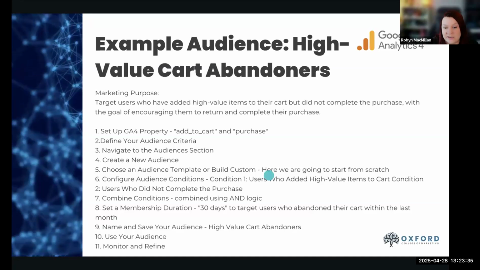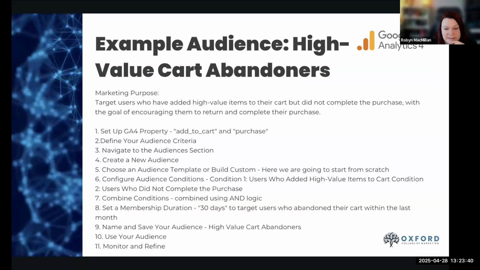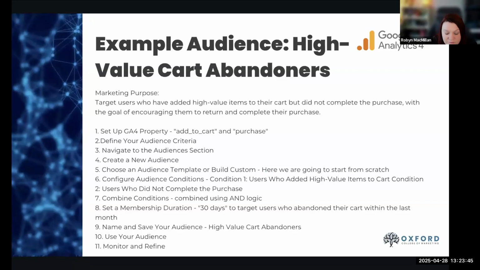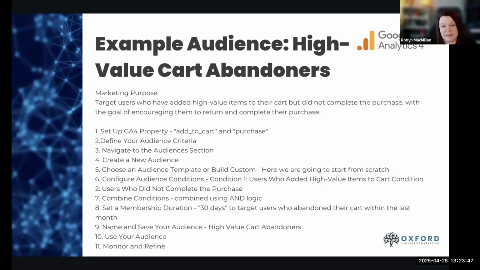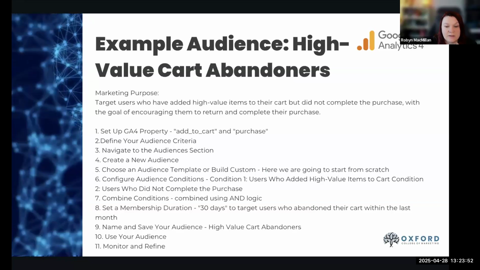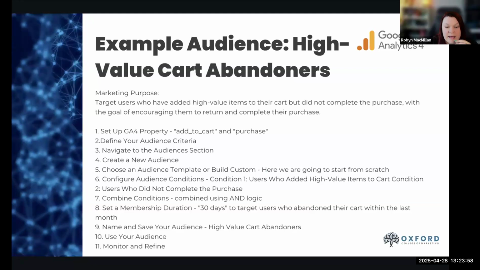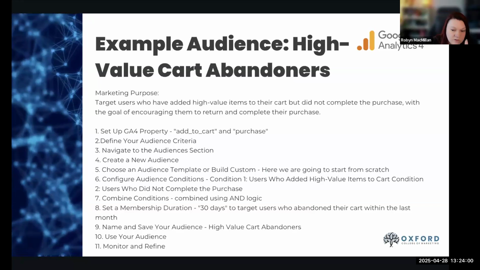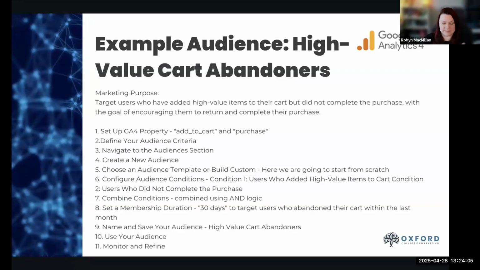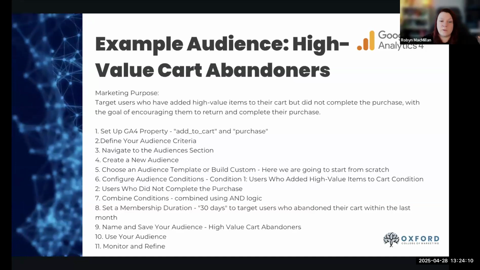So you would set up your GA4 property if you hadn't already. You would navigate to your audience section and click configure, and then you would use these kinds of terms. We would define that audience by things like condition 1, users who added high value items to cart, and then you would select the right event that goes with that. And then another condition you can add is users who did not complete the purchase. So what we're tracking in this audience is those who have added it, but then not purchased, because it's all well and good knowing who has.